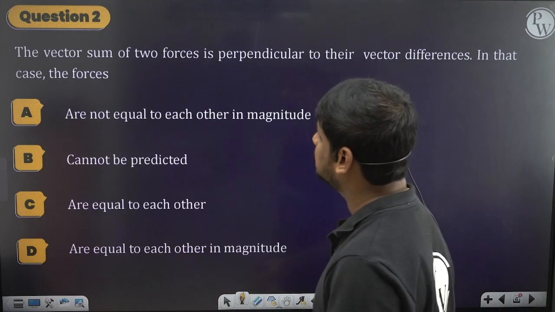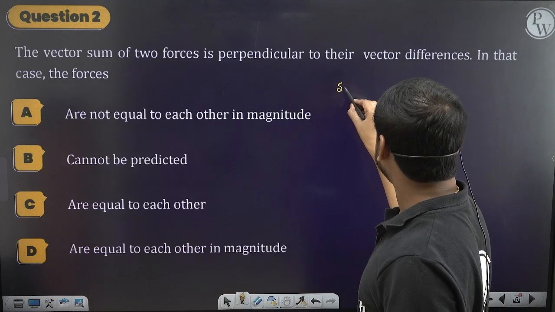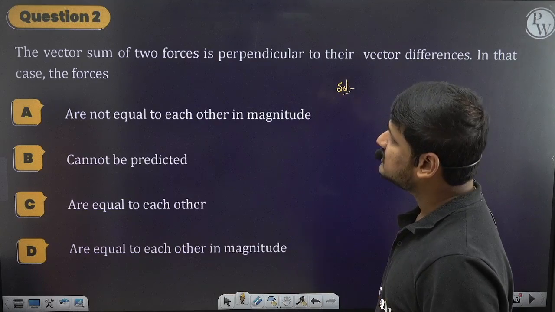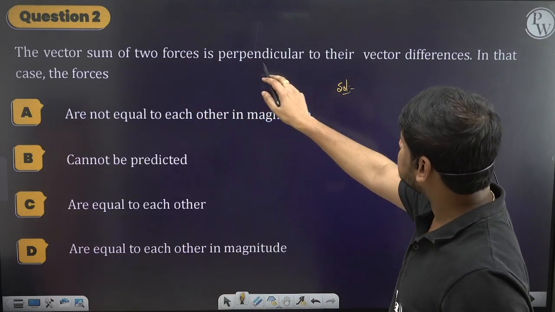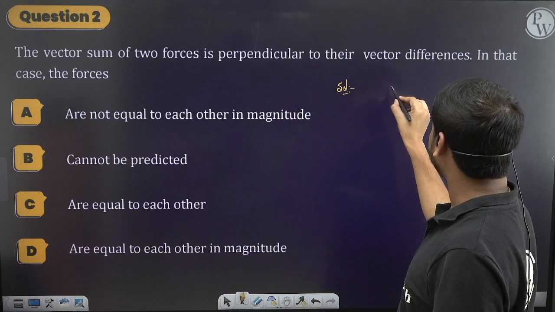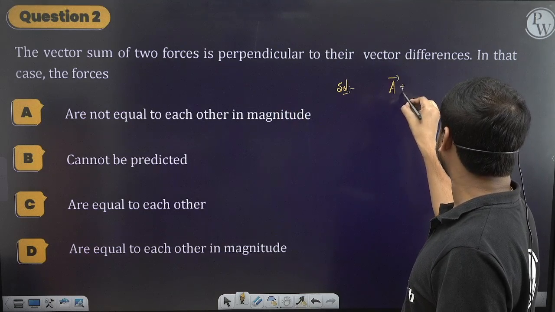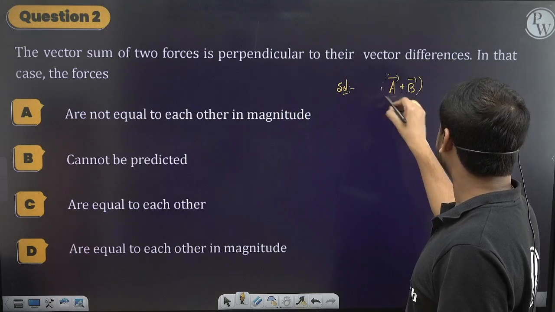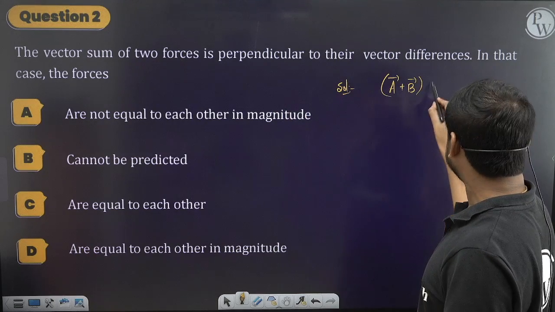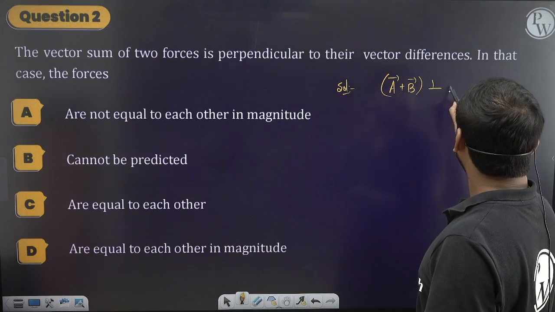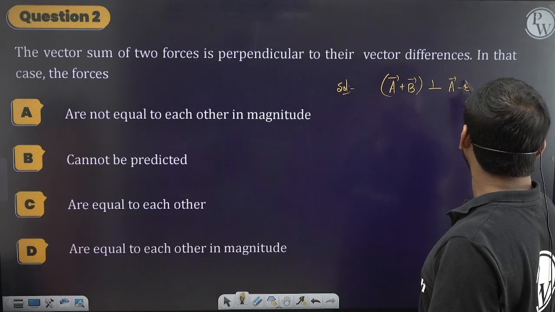Next. So what does the question say? The vector sum of two forces is perpendicular to the vector difference of two forces. Let the two forces be A and B. So they are saying that A plus B, the sum of those two forces, is perpendicular to the vector difference of those two forces, A minus B.